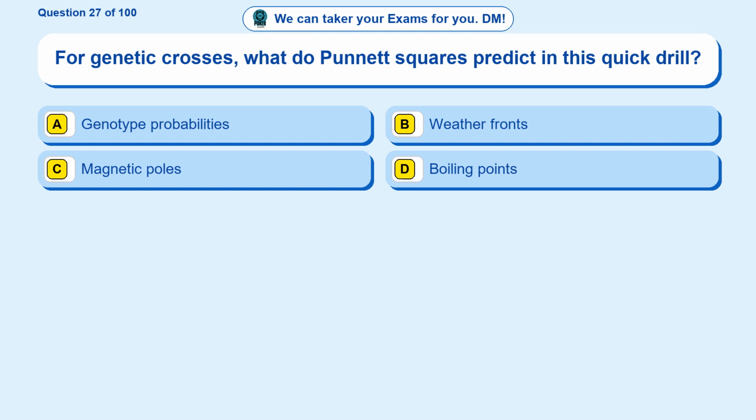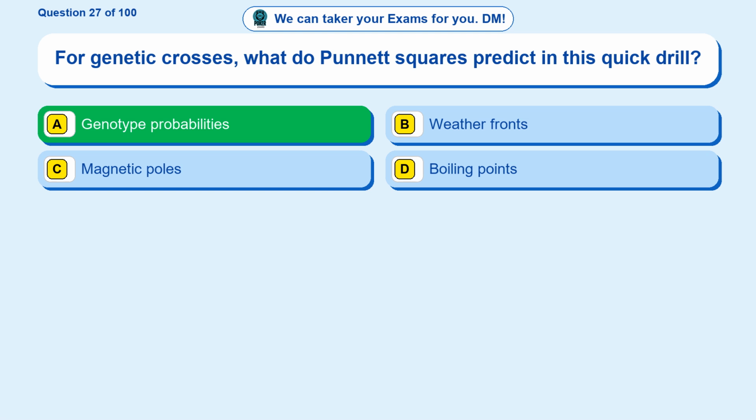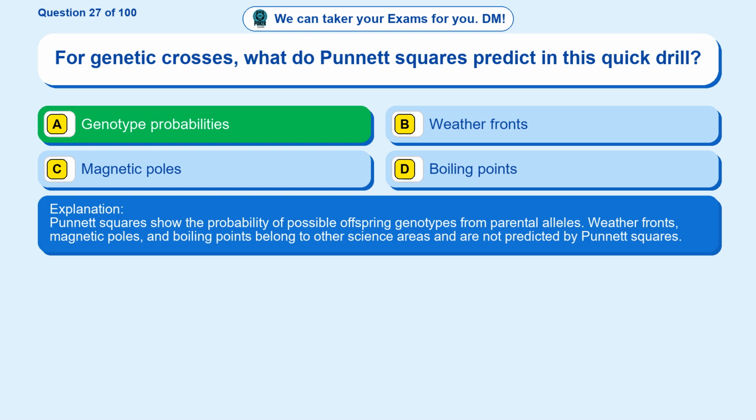Question 27. For genetic crosses, what do Punnett squares predict in this quick drill? Option A, genotype probabilities. Option B, weather fronts. Option C, magnetic poles. Option D, boiling points. The correct answer is option A. Genotype probabilities. Punnett squares show the probability of possible offspring genotypes from parental alleles. Weather fronts, magnetic poles, and boiling points belong to other science areas and are not predicted by Punnett squares.